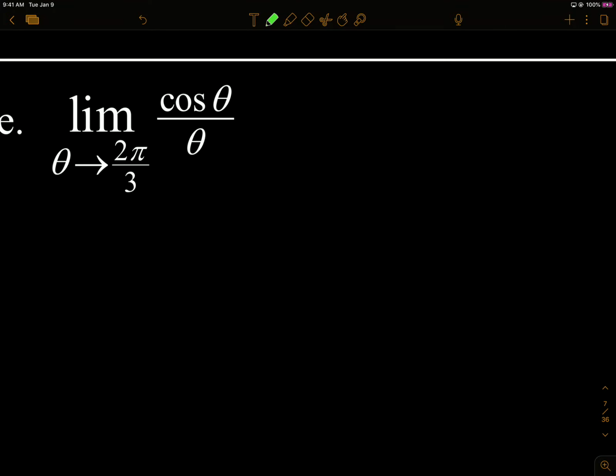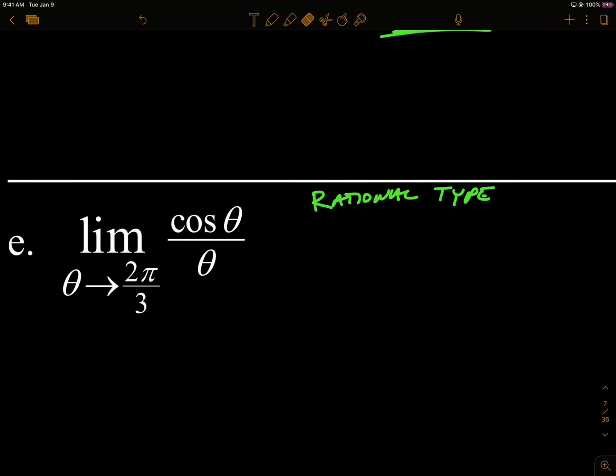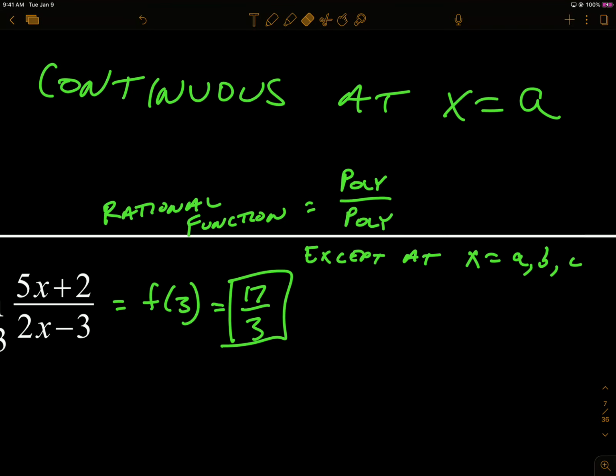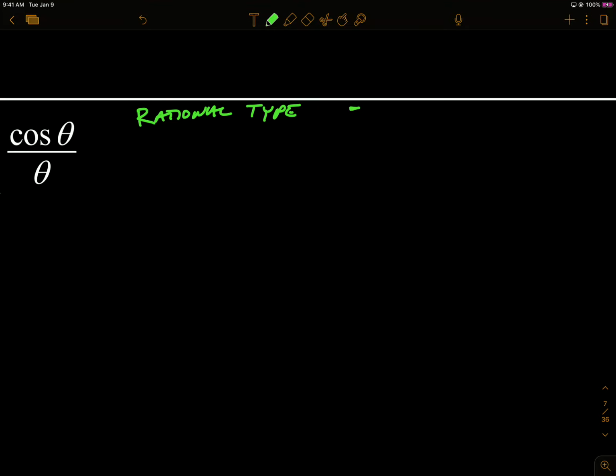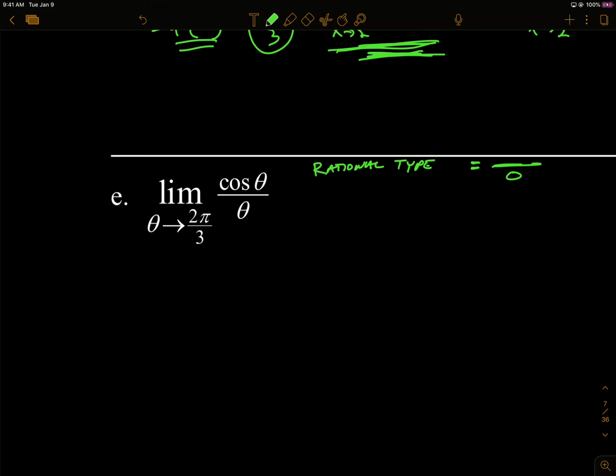All right, E, we have a rational type of function. I can't call it rational because cosine is not a polynomial. Remember, the strict definition of a rational function is a ratio of polynomials. But we call it a rational type, and why is that important? We just want to make sure that we don't get divided by 0 at our target value. So when I plug in 2 pi over 3 for theta, I do not get 0, so we're good to go. I'm going to plug that into the function, so I get cosine of 2 pi over 3.